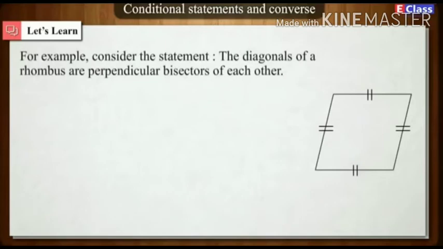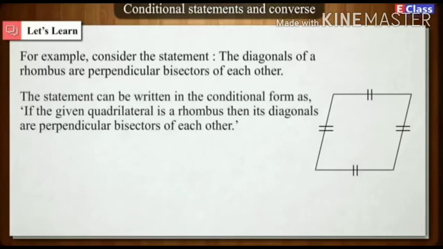For example, consider the statement: the diagonals of a rhombus are perpendicular bisectors of each other. The statement can be written in the conditional form as: if the given quadrilateral is a rhombus, then its diagonals are perpendicular bisectors of each other.